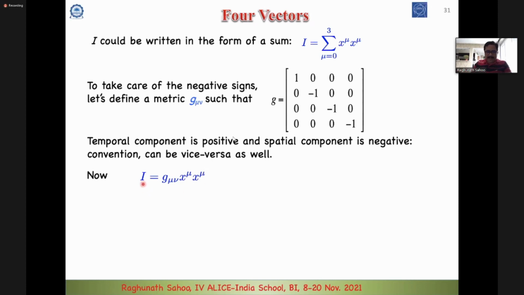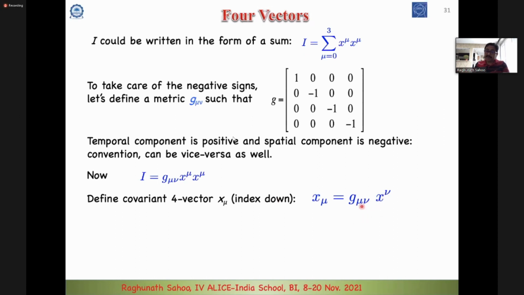So I can write my I as g_μν x^μ x^ν. I just incorporated this negative sign, taking care of it. And this summation runs over all four components. So let's define a covariant 4-vector now. When I say covariant, the Greek index is down. When I go for contravariant, my index will be up. Again, this is my convention. So then x_μ, covariant, can be written as g_μν x^ν.